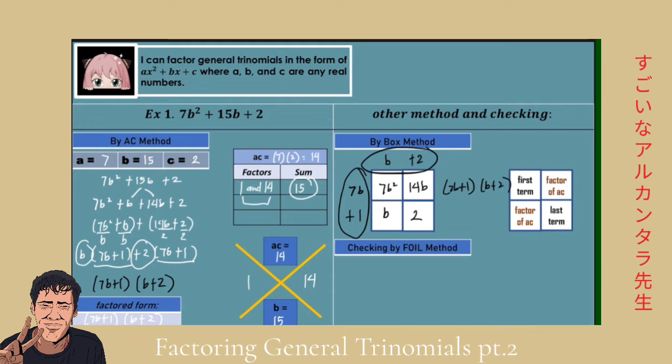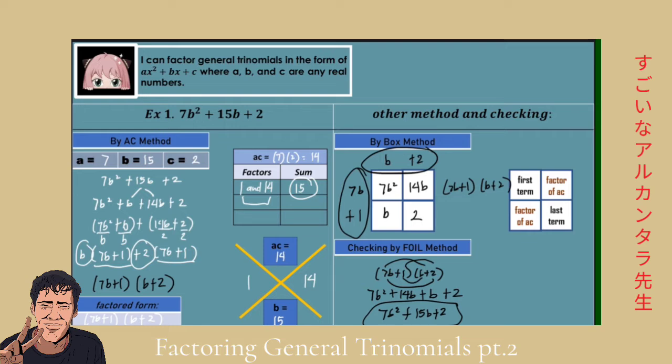So you can check it by FOIL to see if our answer is correct. If you multiply the first terms, that will give you 7b squared. The outer terms will give you 14b. The inner terms will give you b. And the last terms will give you a positive 2. You can see there on the left side similarities with the way it's being presented. And this will become 7b squared plus 15b plus 2. Again, you're not being asked to do the FOIL method all the time, but it's also a way for you to check whether the answer is correct or not.